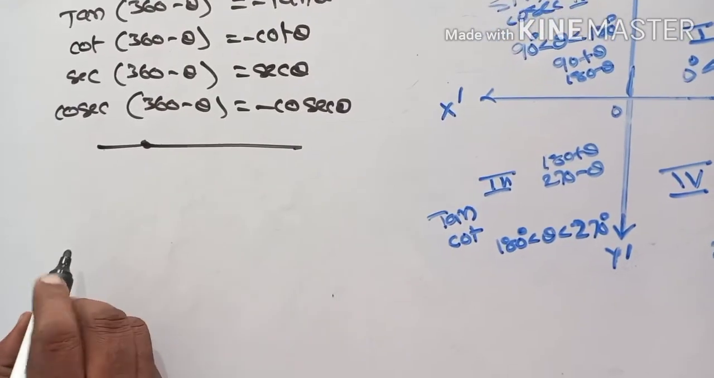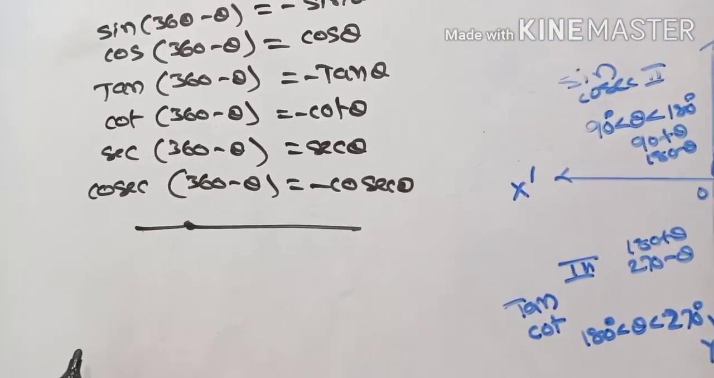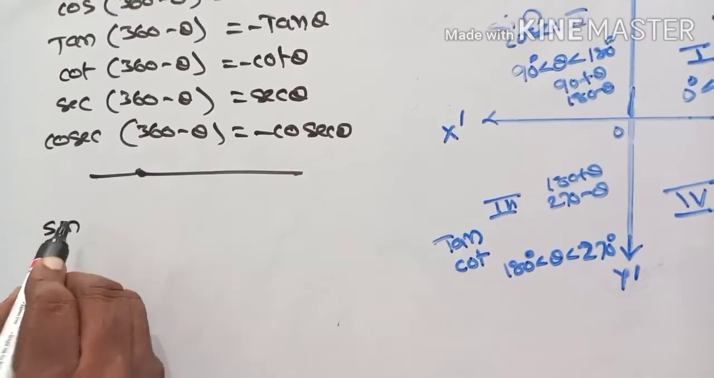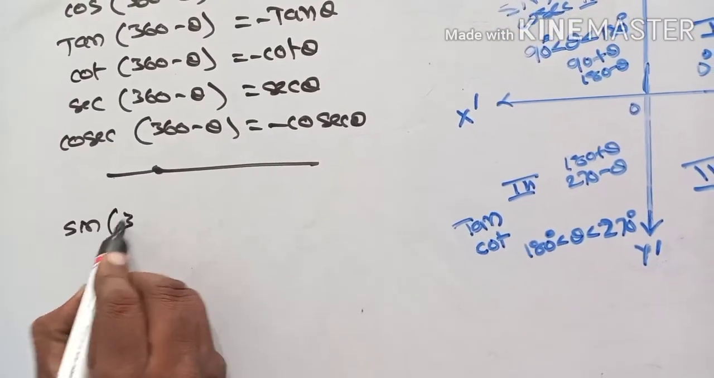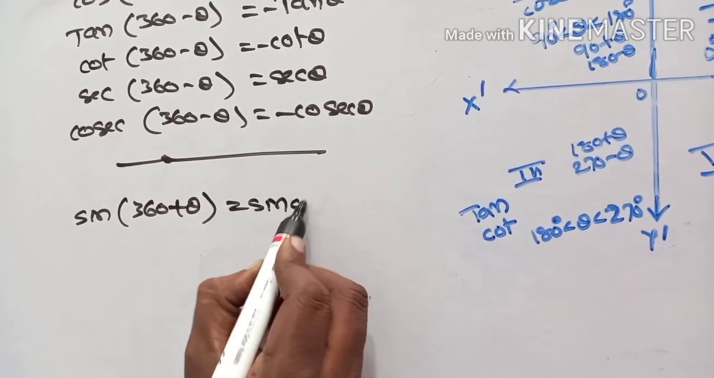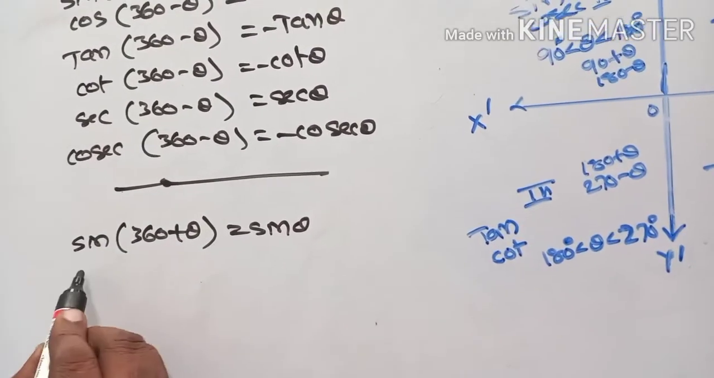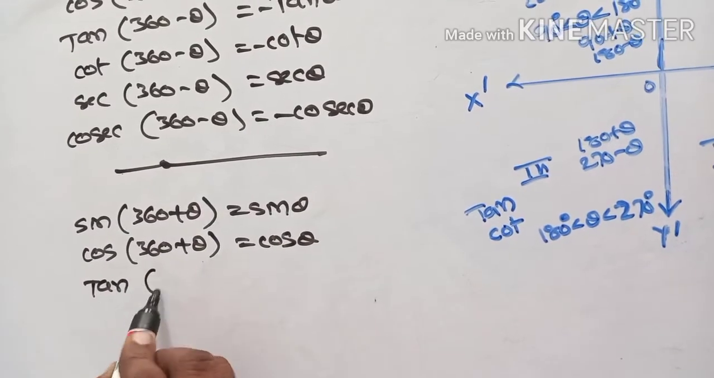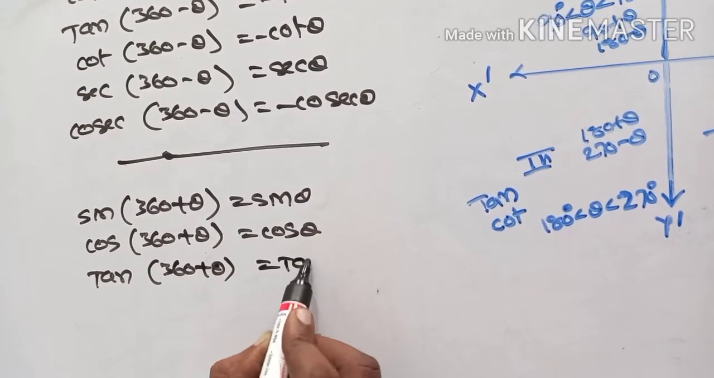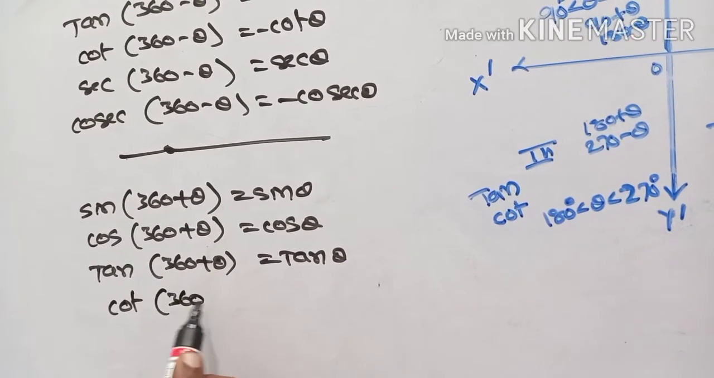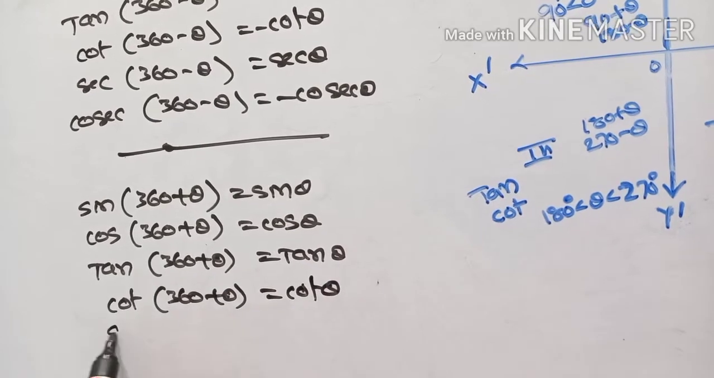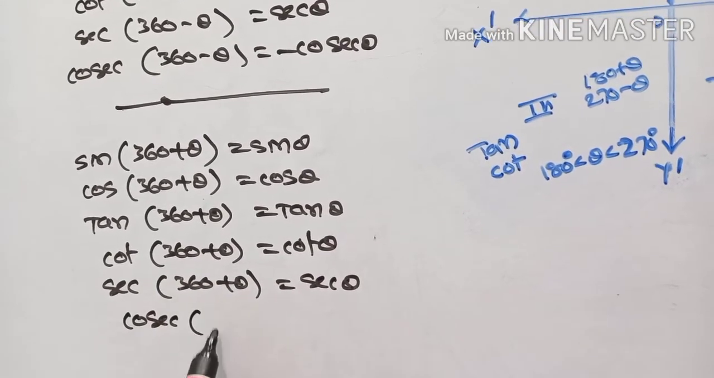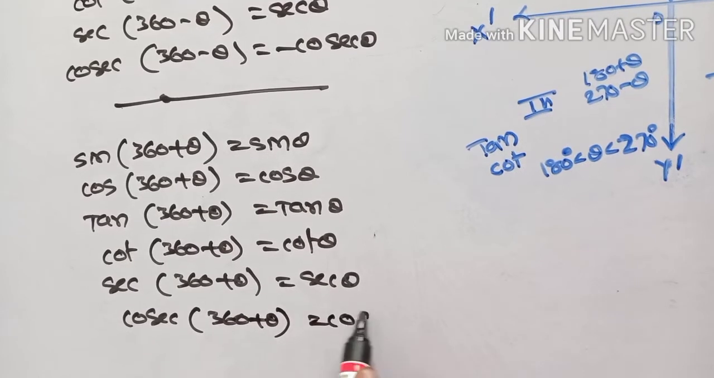That's enough. Now 360 plus theta is in the first quadrant. All trigonometric ratios are positive here, and the trigonometric ratios are not changed. Sin 360 plus theta is sin theta. Cos 360 plus theta is cos theta. Tan 360 plus theta is tan theta. Cot 360 plus theta is cot theta. Sec 360 plus theta is sec theta. Cosec 360 plus theta is cosec theta.